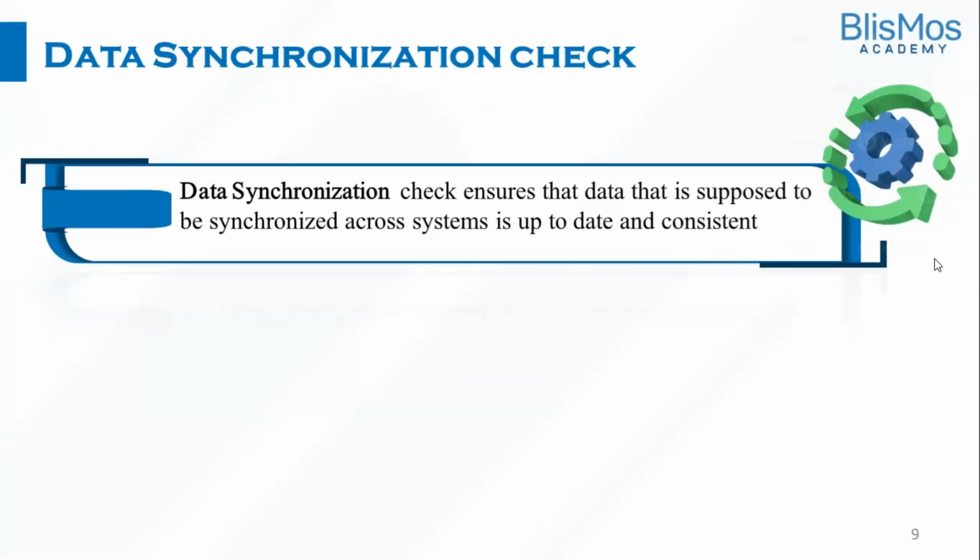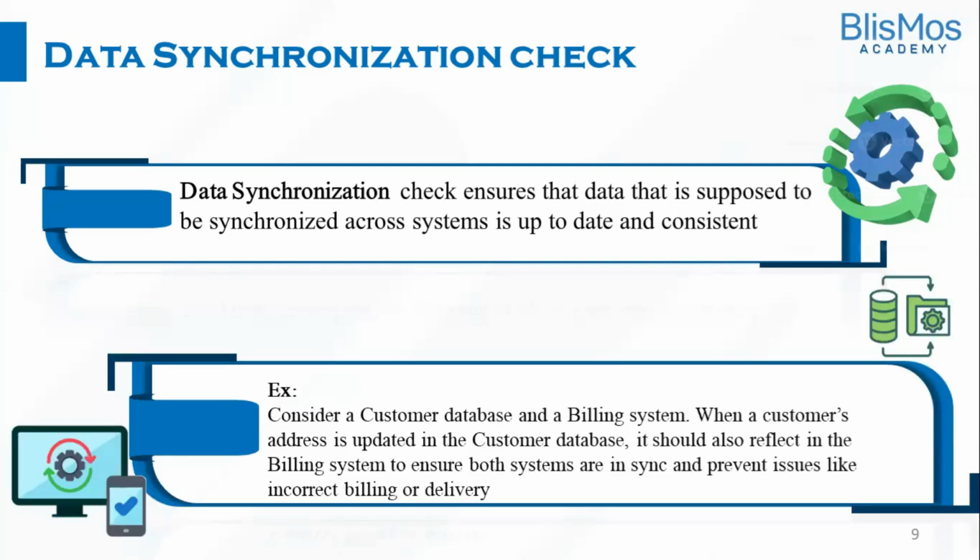Welcome back. As a part of this video, we'll understand the data synchronization check. This check ensures that the data that is supposed to be synchronized across systems is up to date and consistent. For example, let us consider a customer database and a billing system. When a customer address is updated in the customer database, it should also reflect in the billing system to ensure both systems are in sync and prevent issues like incorrect billing or delivery.